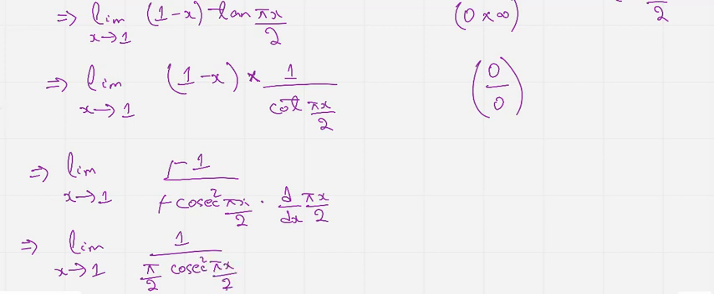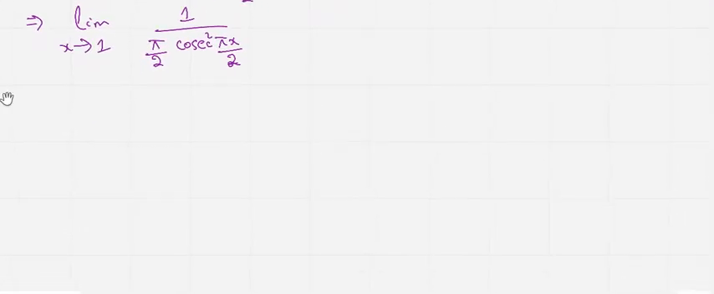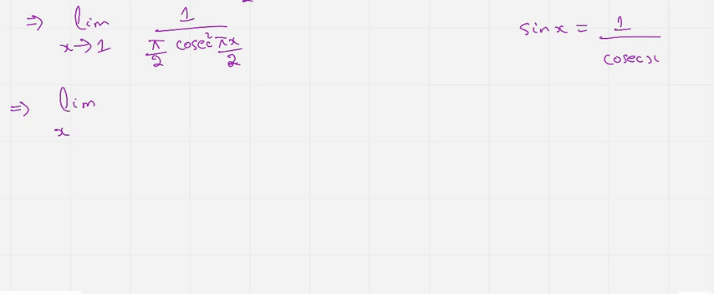Now if I try to apply my limit on this form, what am I going to get? Let me move my working a little above. I know that sine of x is 1 upon cosec of x, so I can write this cosec square of pi x by 2 as 1 upon sine square of pi x by 2. I can write it like this.